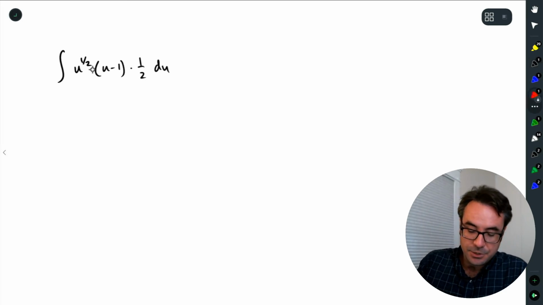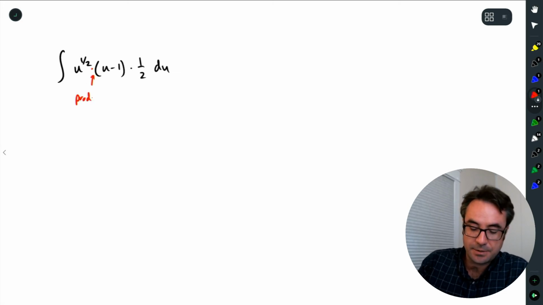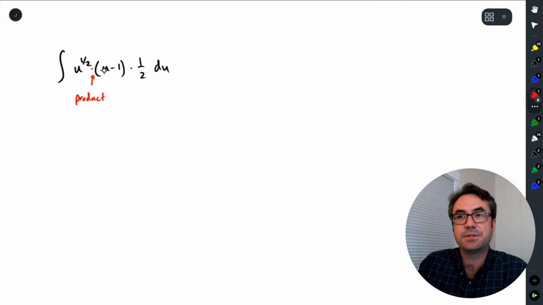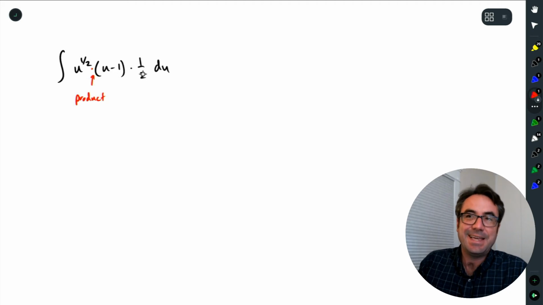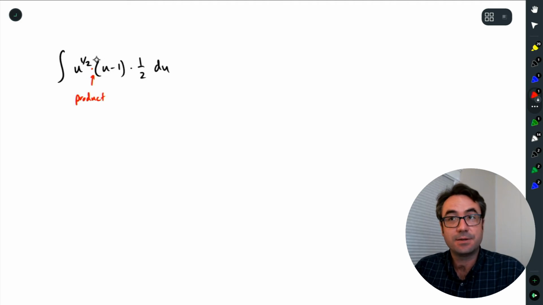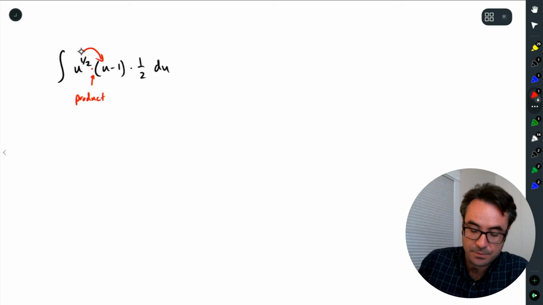Well, the issue now is this is a product. It's a product of two variable terms. We have this u to the 1/2, which is a variable term, and then we have this u minus 1, which is a variable term. The times 1/2, that's a constant multiple. We can deal with constant multiples. That's not the issue. The issue is this product right here, variable term times a variable term. And so when we have a product of two variable terms, the way we deal with it, at least for right now, is to try and do the multiplication. And that's what we can do here, is distribute this u to the 1/2.